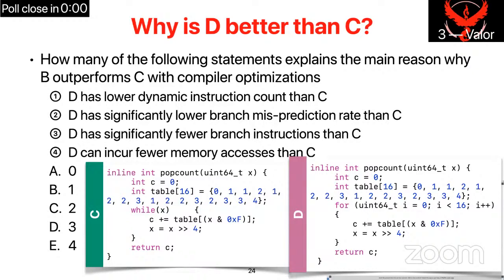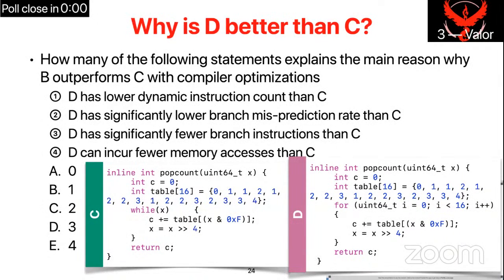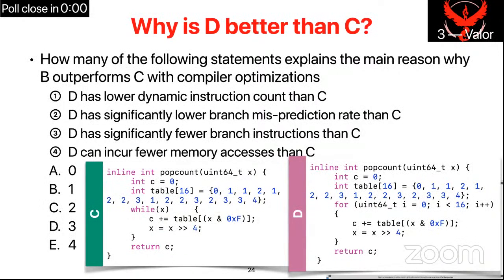For this one, we found out that D does not have the lower count. We postulated, at least we guessed, that D and C have almost the same miss rate and the same dynamic instruction count. And two, D has a significantly lower branch misprediction rate than C. That was the answer that we think is correct.